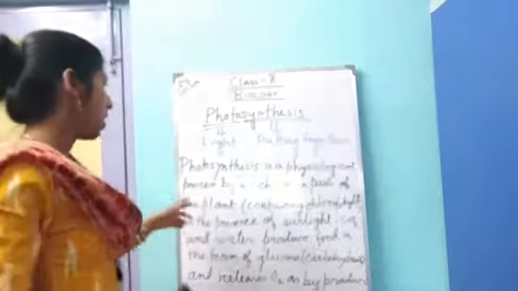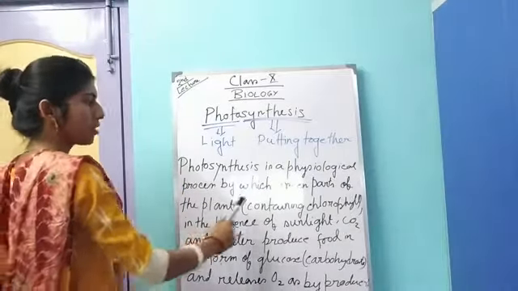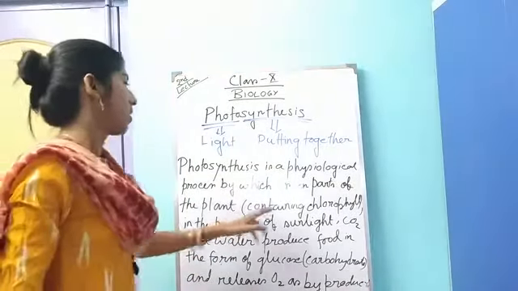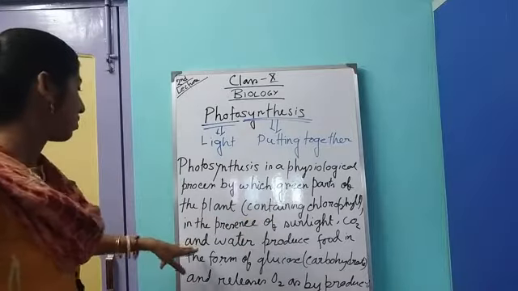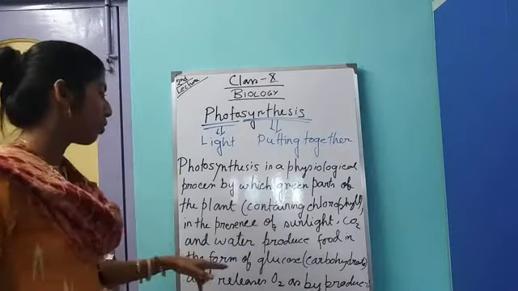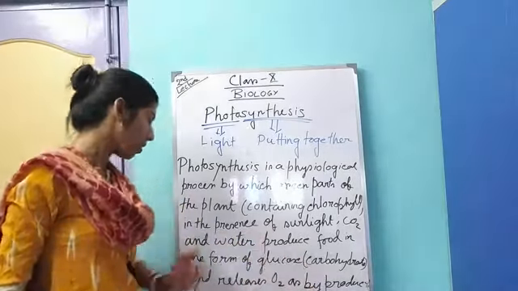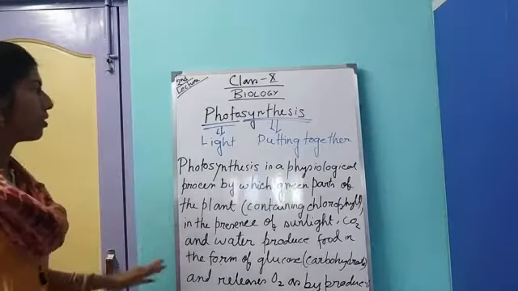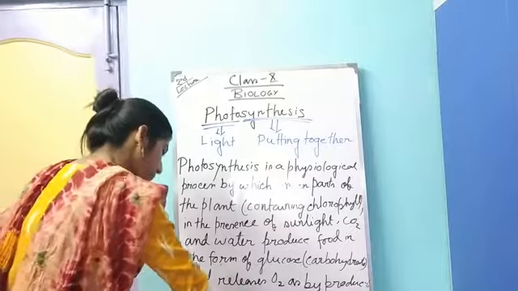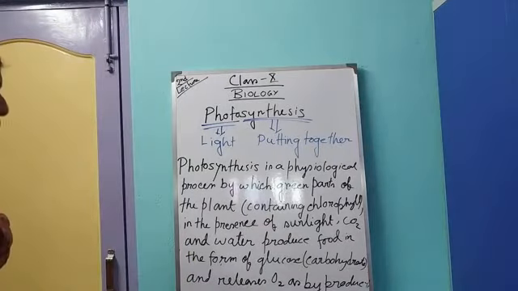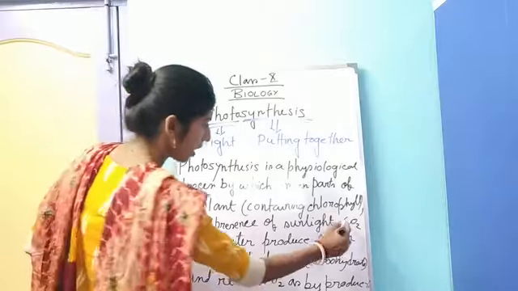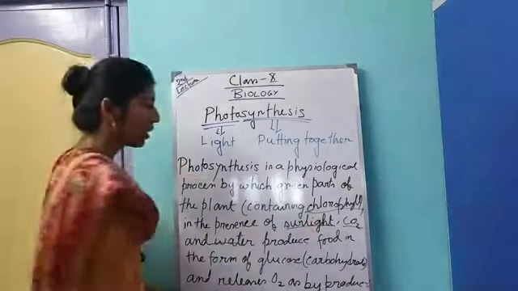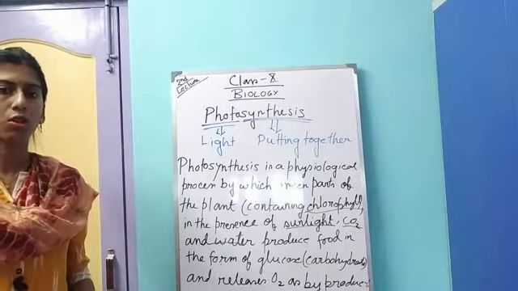Photosynthesis is a physiological process by which green parts of the plant containing chlorophyll, as you know the green parts of the plant contain chlorophyll, in the presence of sunlight, carbon dioxide and water produce food in the form of glucose, and glucose is a form of carbohydrate, and releases oxygen as byproduct. Okay, so this is the definition of photosynthesis. So what are the raw materials of photosynthesis? Raw materials of photosynthesis are carbon dioxide, sunlight, water and chlorophyll. These four are the main raw materials of photosynthesis.